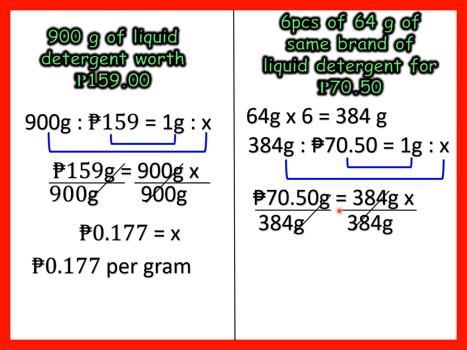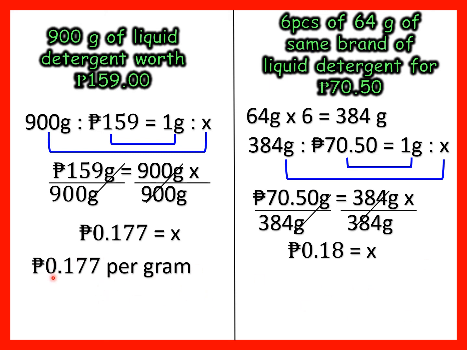So dividing it, that's going to be 0.18 equals x. So therefore, in this ratio, that's 0.18 pesos per gram. Okay, now, which one has a better value? Is it the first one or the second one? So as you can see, 0.177 is cheaper than 0.18. Okay, but they have the same size, that's 1 gram.